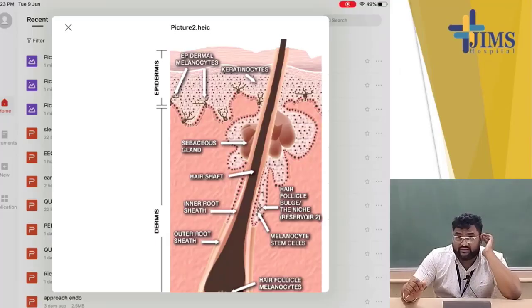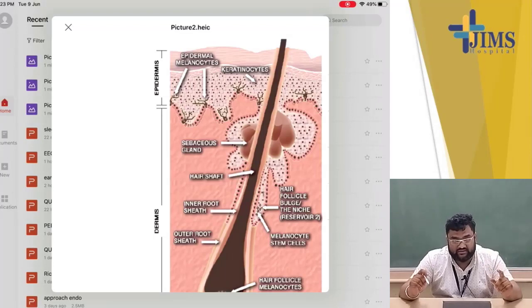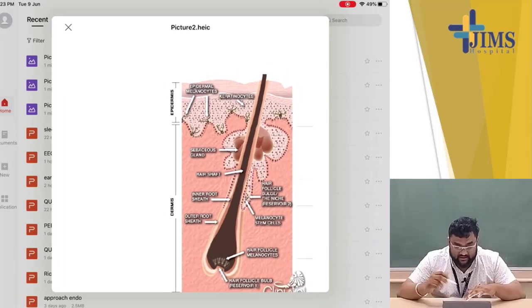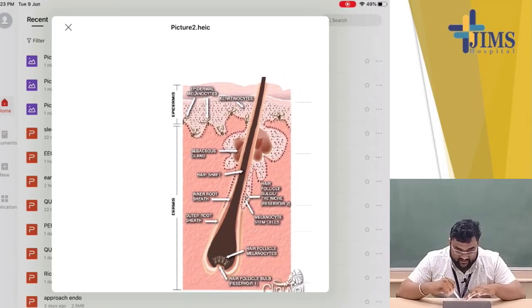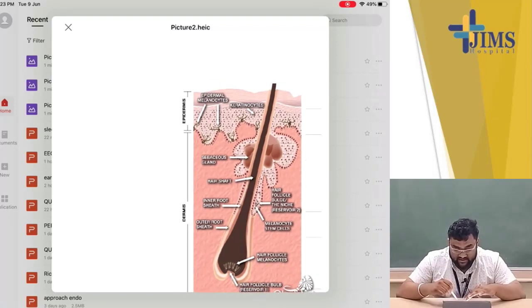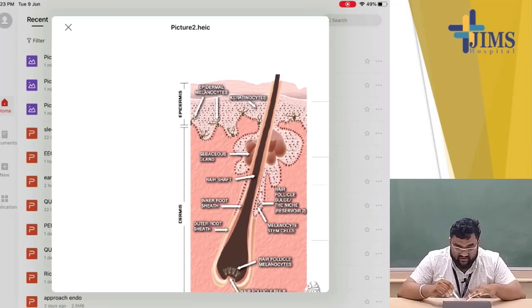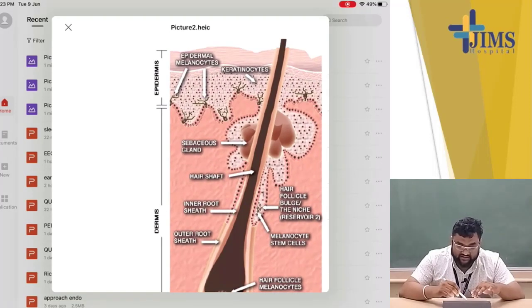Before I start the class, I will share with you 3 pictures that I find very good regarding the previous topic in the last class about the anatomy of the skin. So basically, if you see the picture, this is the normal picture of a skin. You can see the hair follicle bulb, the hair follicle melanocytes are there. We have the melanocyte stem cells here, the hair follicle, the hair shaft, inner root sheath, the outer root sheath, the sebaceous gland, we have the keratinocytes, we have the melanocytes, epidermal melanocytes are there.